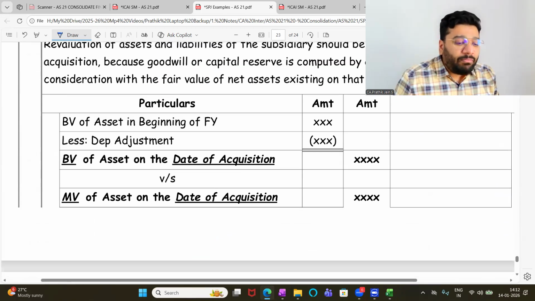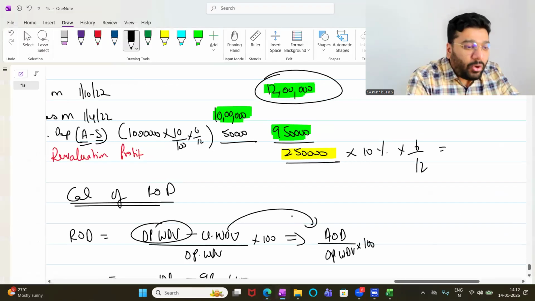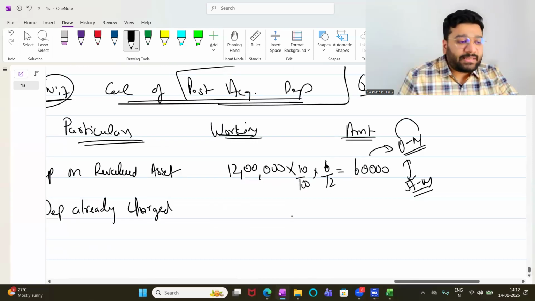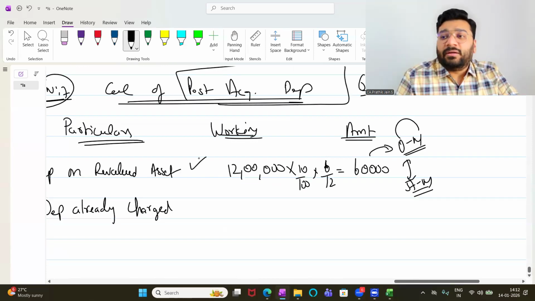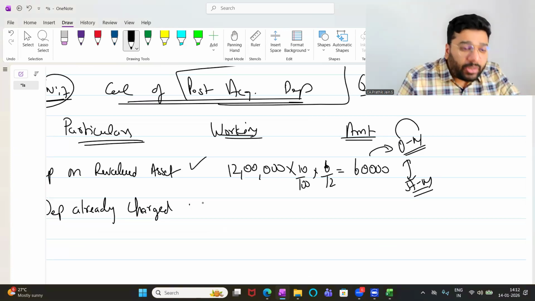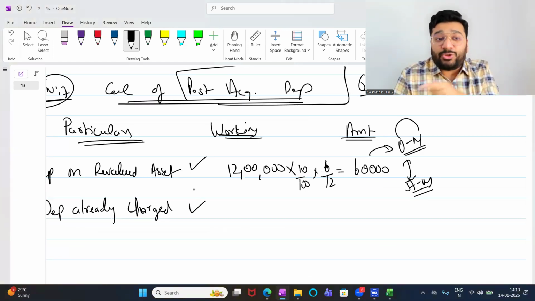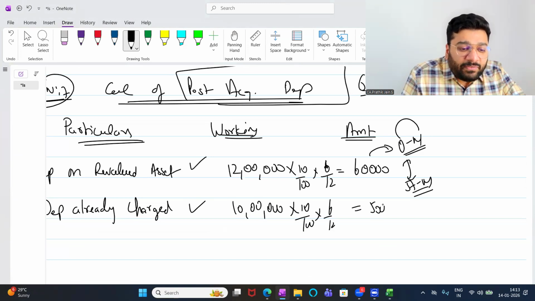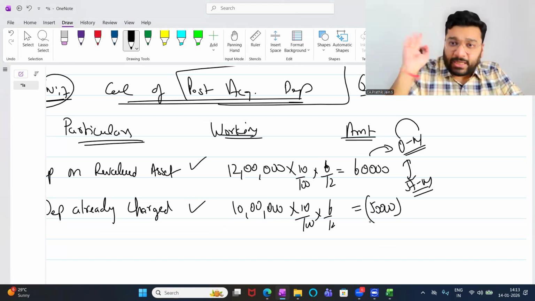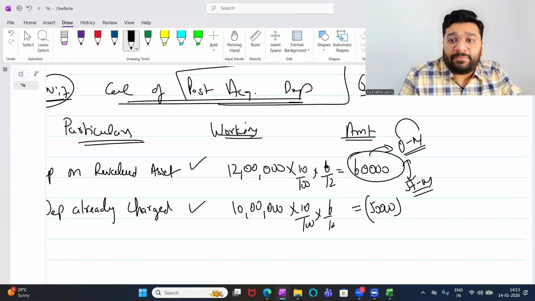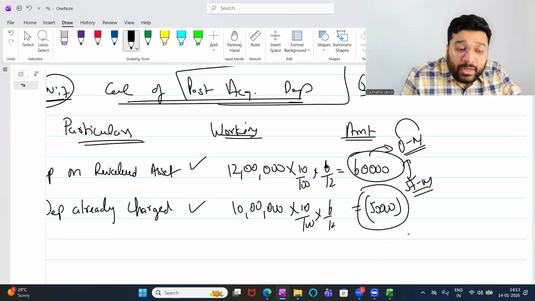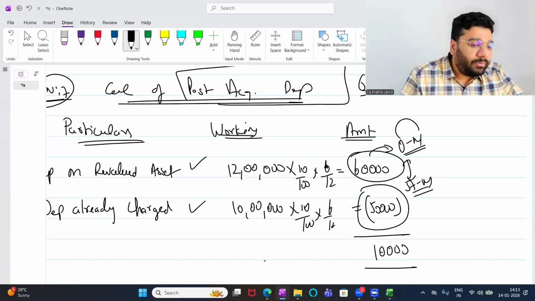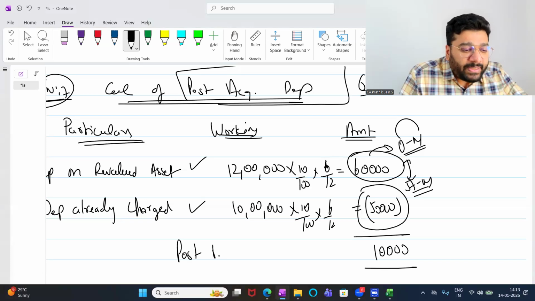Hence, I put the format in your mind. Do the calculation like this: from the revalued asset depreciation, minus the depreciation already charged. You will get the depreciation to be charged during the post period. So 10 lakh into 10 by 100 into 6 by 12. How much is it? 50,000 is the post depreciation already charged. This is the total post depreciation. This is the post depreciation already charged. What is the post depreciation on the revalued figure? 10,000 rupees. Any problem? No. So this is post depreciation.